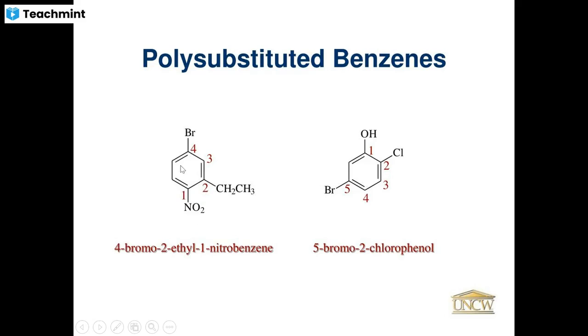In this case we can use the numbering 1, 2, 4 position. At the 4 position bromine is present, so bromo, which is used as a prefix for bromine. At the second position an ethyl group is present, so ethyl. And at the first position nitro is present. If you go through alphabetical order, bromine comes first, then ethyl, then nitro.